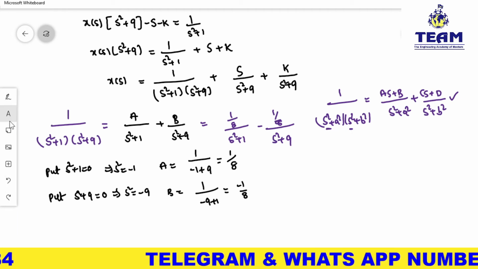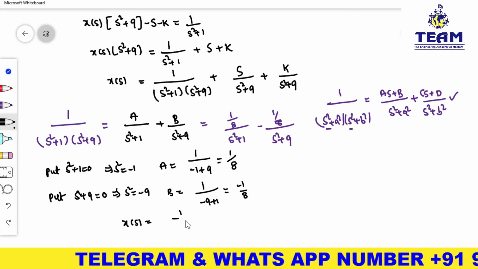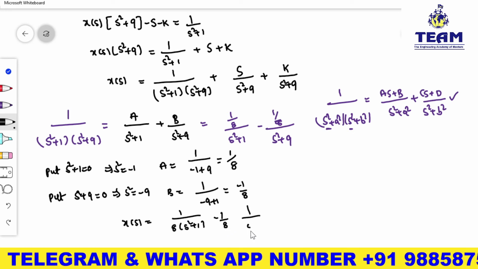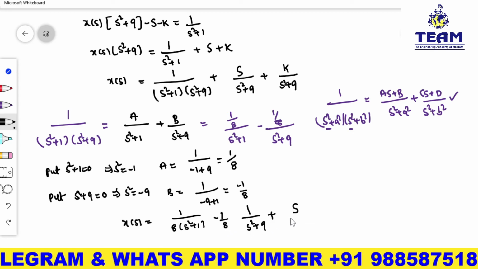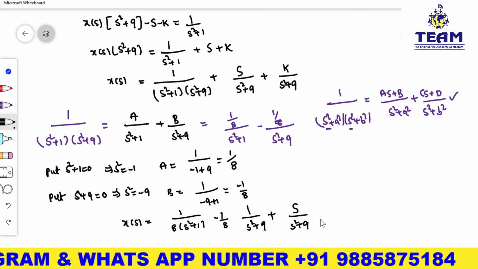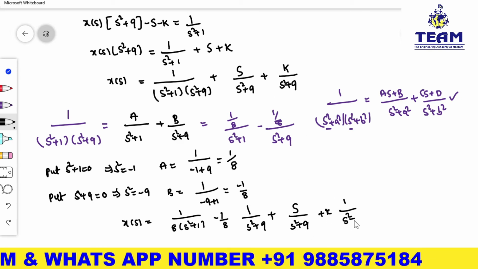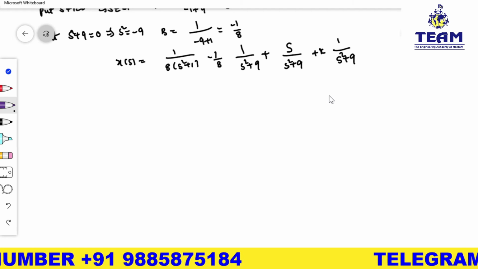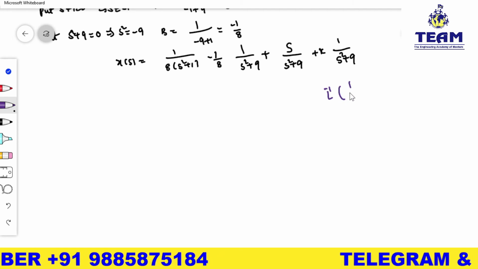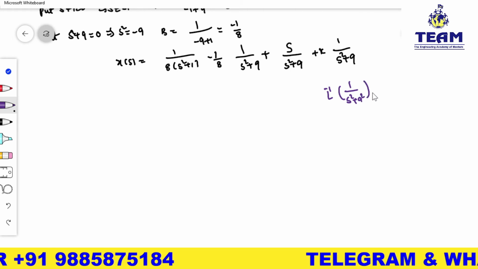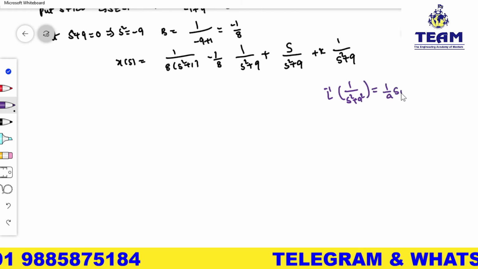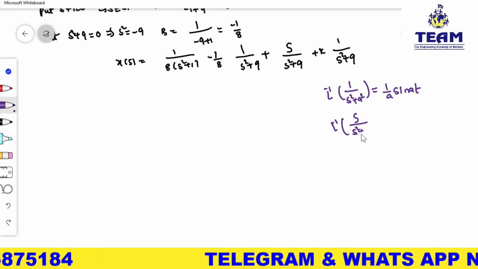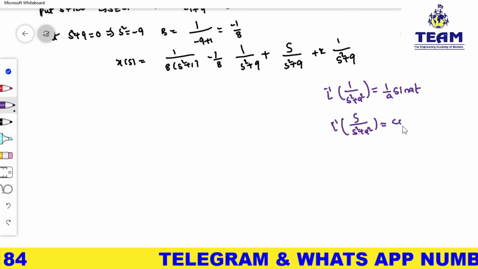Then we will have X of s is equal to 1 by 8 times 1 by s square plus 1 minus 1 by 8 times 1 by s square plus 9 plus s by s square plus 9 plus k times 1 by s square plus 9. Friends, we have formulas in the inverse Laplace transform. L inverse of 1 by s square plus a square is 1 by a sin at. Next, L inverse of s by s square plus a square is cos at.